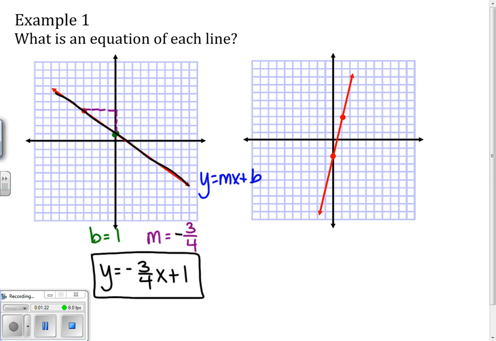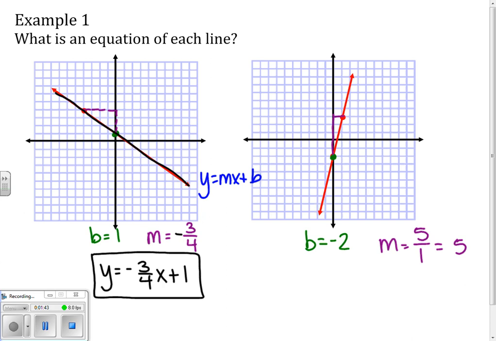Same situation for the next one. Do your b value first. The b here happens to be at negative 2. It crosses the y-axis at negative 2. From there, you're going to count off the slope. You go up 1, 2, 3, 4, 5, and over 1, which makes your slope a 5/1 or 5.